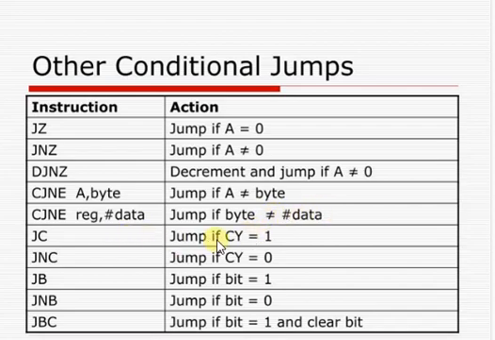JC, jump if carry flag is equal to 1. JNC, jump if carry flag is equal to 0. JB, jump if bit is equal to 1. JNB, jump if bit is equal to 0. JBC, jump if bit is equal to 1 and clear the bit.